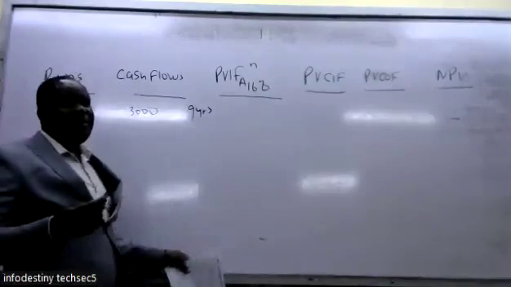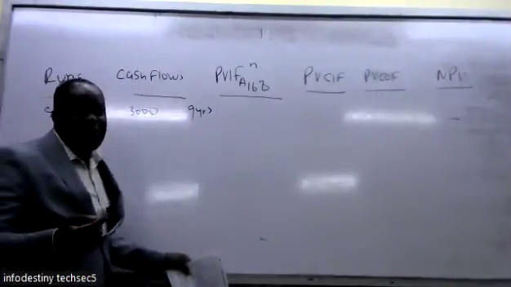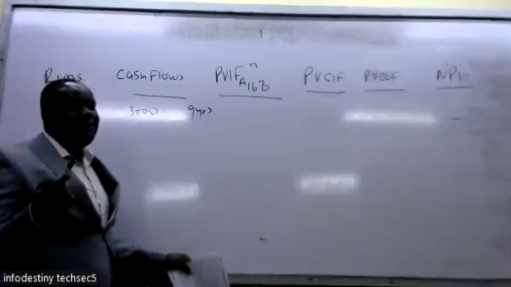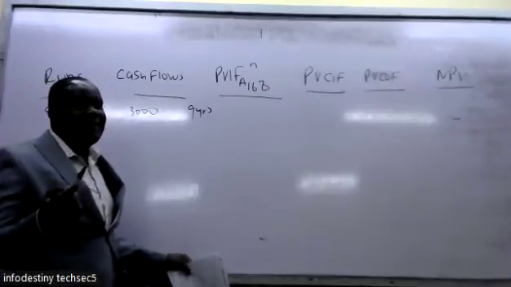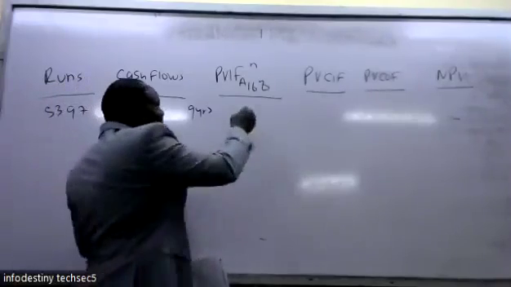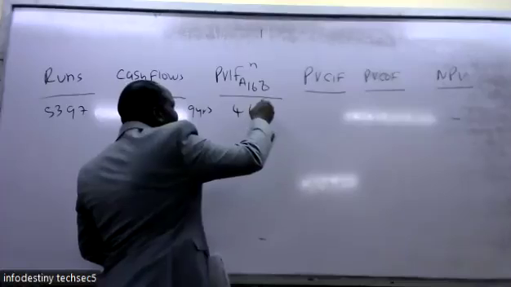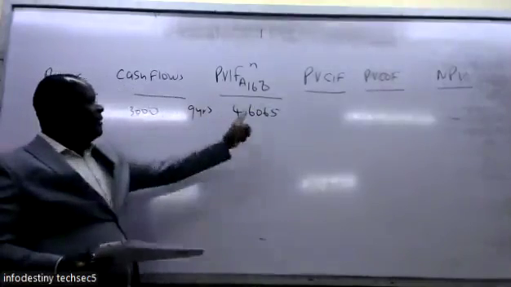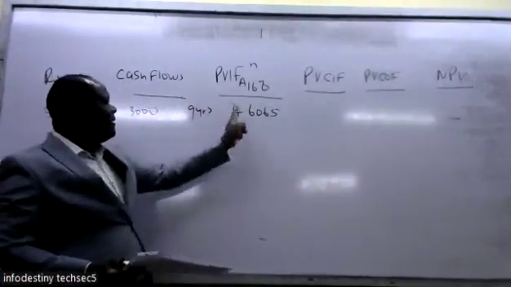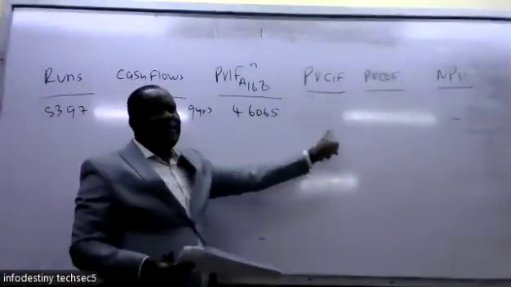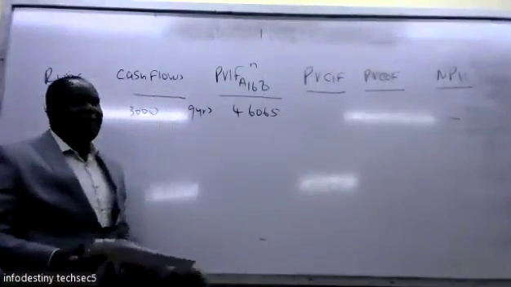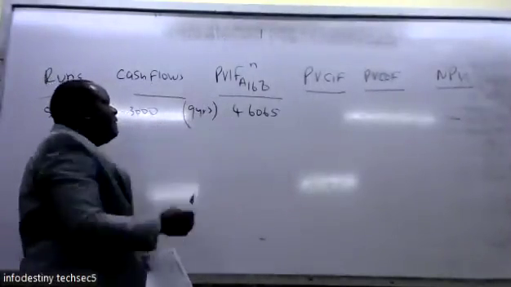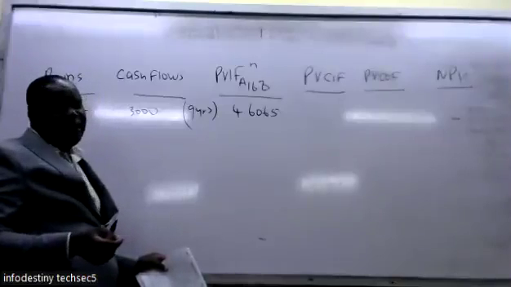16% in 9. Now pair which figure? 4.606. So you multiply these cash flows by this figure, to give us the present value for the cash inflows. So we take the 3,000 multiplied by 4.6065.